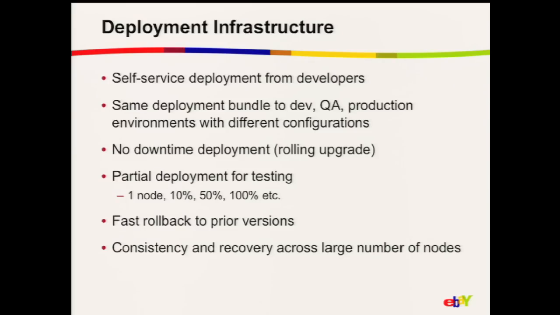The other important feature we have is fast rollback. Sometimes, if there's some issue with the new code, we can roll back very quickly by having the older version on the boxes as well. We just flip the pointer to the code base so that we can have a very fast rollback.